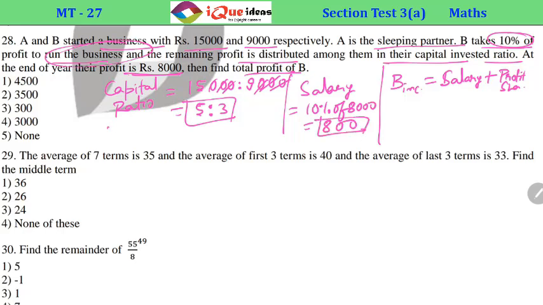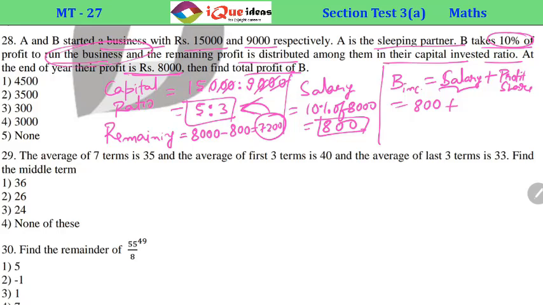Right? Now what will be the remaining profit? The remaining profit is equal to 8,000 minus 800, which is equal to 7,200. This 7,200 will be divided in the ratio 5:3. So B's income will be the salary of B, 800, plus profit share. How will you calculate profit share? This is A is to B, so divide the 7,200 to get B's share from here.